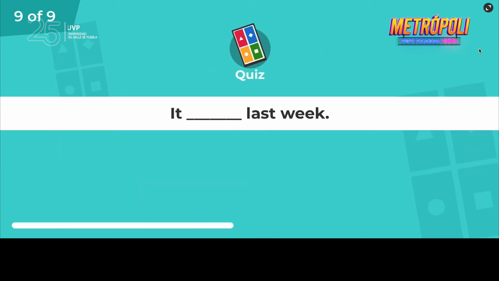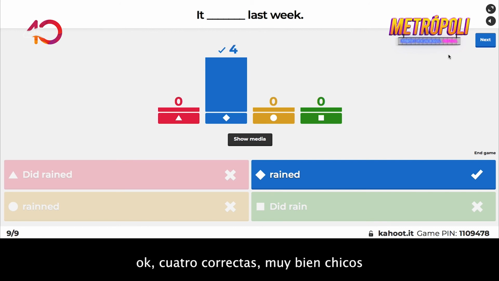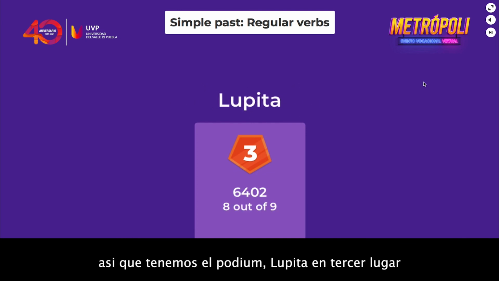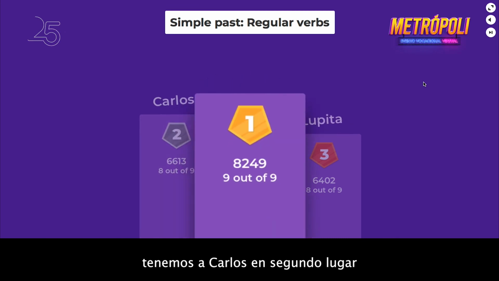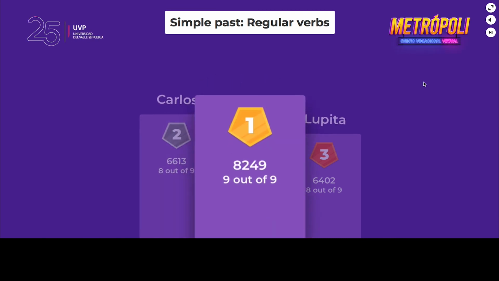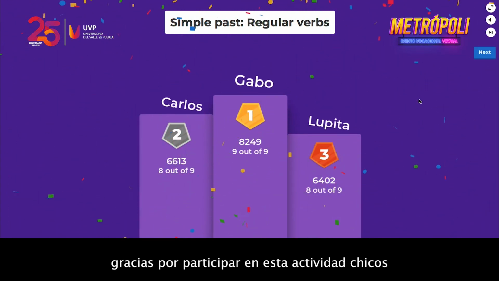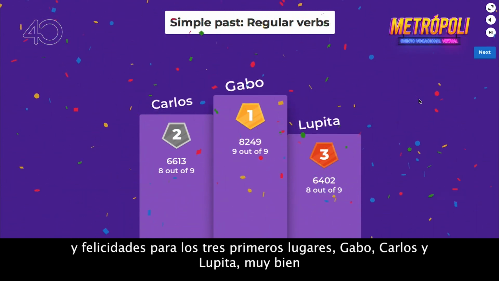Then, number 9. It last week. Okay, 4 correct. Very good, guys. So, the podium. We have Lupita with the 3rd place. We have Carlos with the 2nd place. And we have Gabo with the 1st place. Very good, guys. Thank you for participating in this activity, guys. And also congratulations to the first 3 places, Gabo, Carlos, and Lupita.